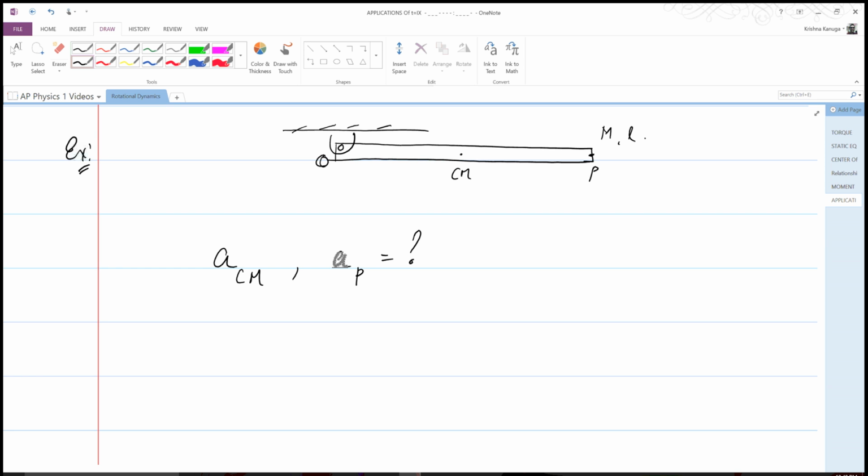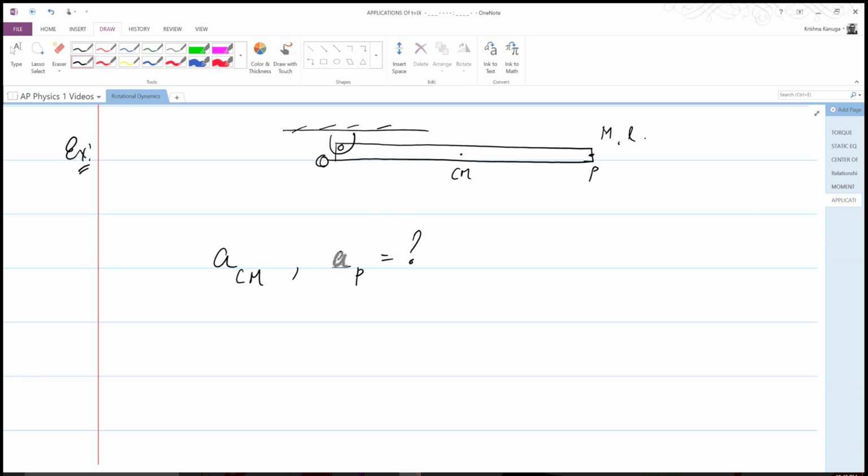And we'll see that this acceleration is actually going to change as the angle of the rod changes. But the first part we'll do is find the acceleration at this point, and we'll see what it ends up being. We're asking two questions: what is the acceleration of the center of mass, and what is the acceleration of the point P.